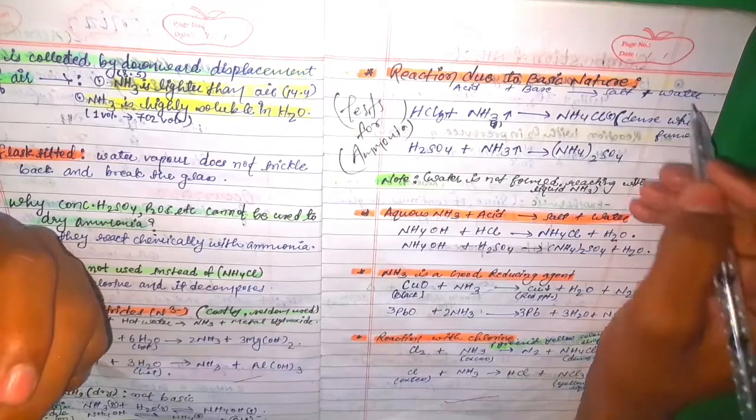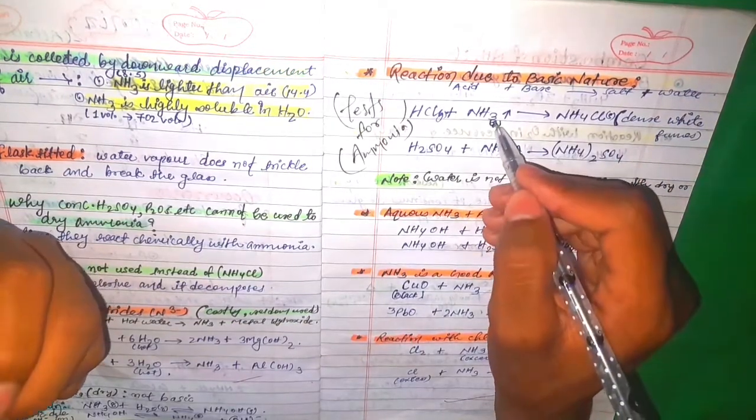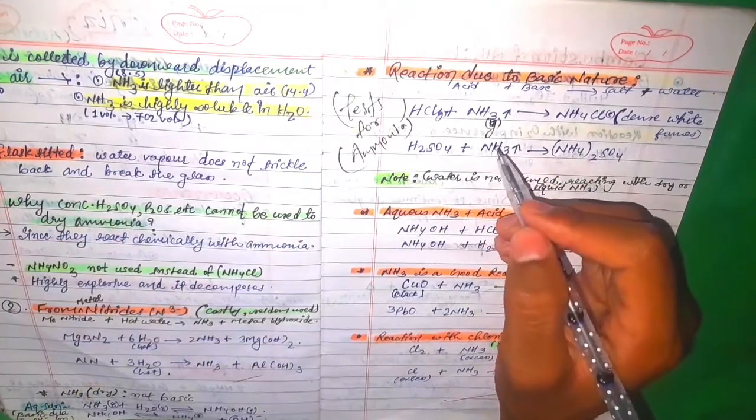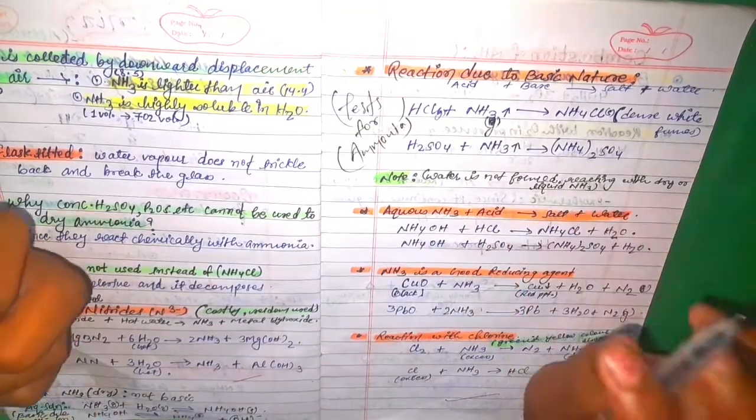If we can see here, water we have written, but water in the reaction is not formed, and it's not even liquid, it's in gaseous state. Ammonia is in gaseous state, not in liquid aqueous state, so water is not formed.